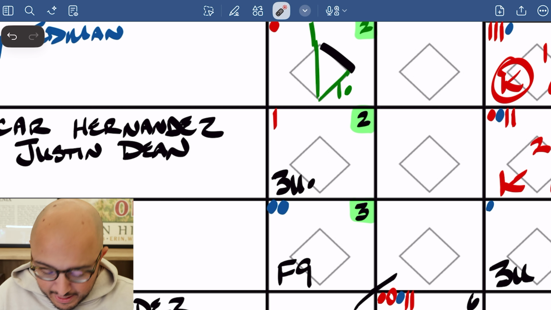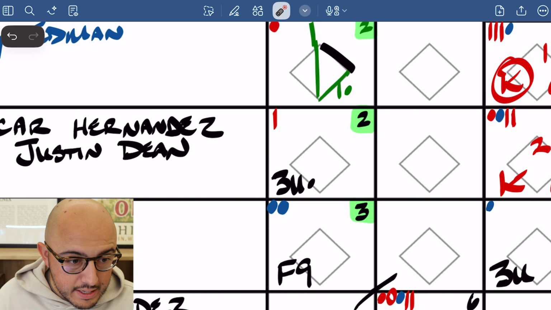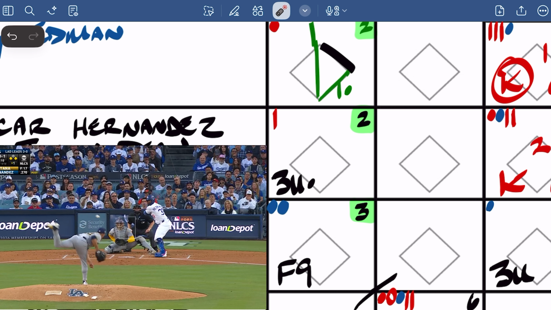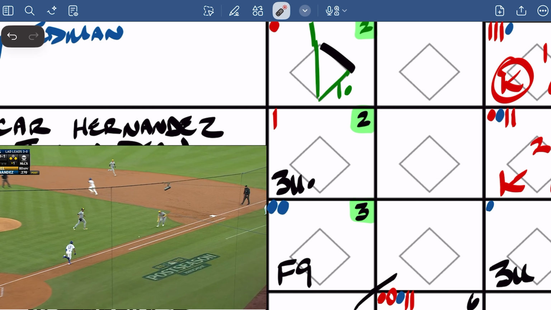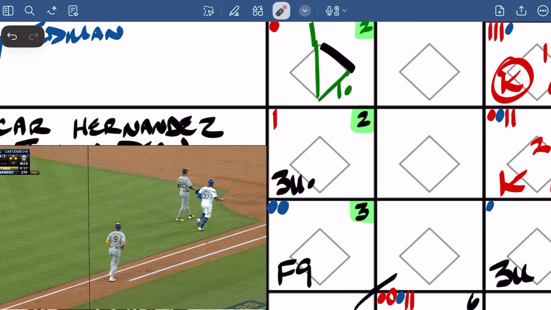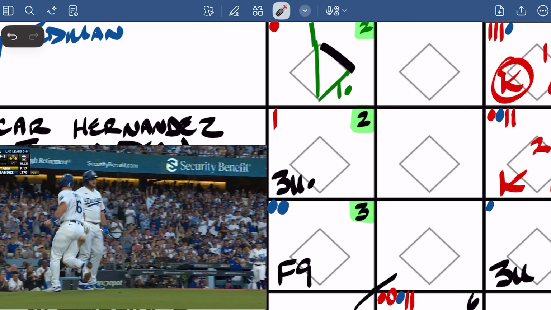There was another RBI here in the inning with Teoscar Hernandez. One of the better defensive teams in baseball. Right off the end of the bat, Bauer's coming in. He'll put the tag on Hernandez. Going to bring in another run.